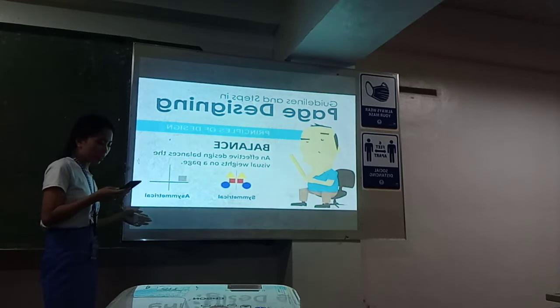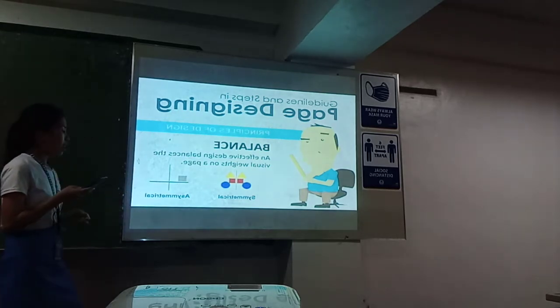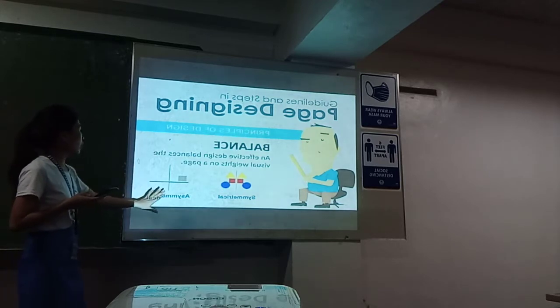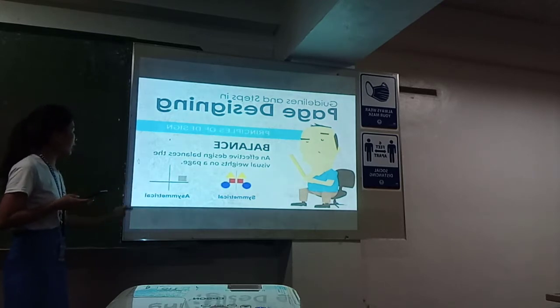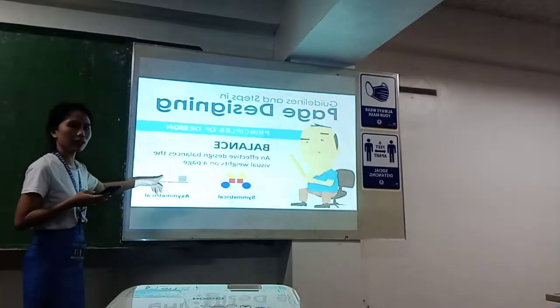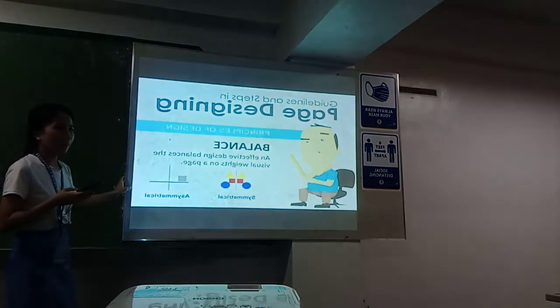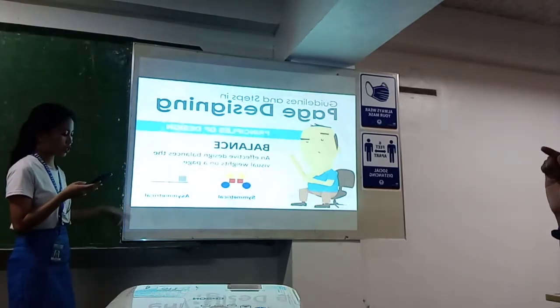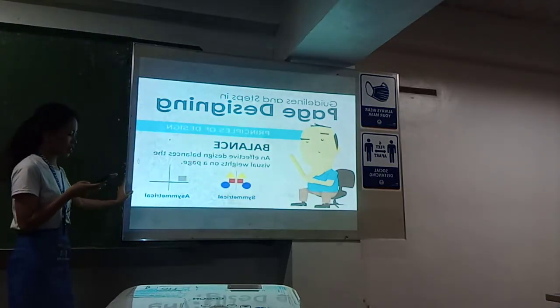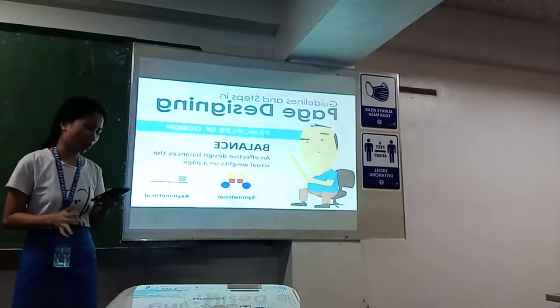When we say asymmetrical balance, they have different elements on every side. So, for example, it has the same color, but different elements. So when we say asymmetrical, they have different sides but equal in visual weight. So this is what you call asymmetrical balance.